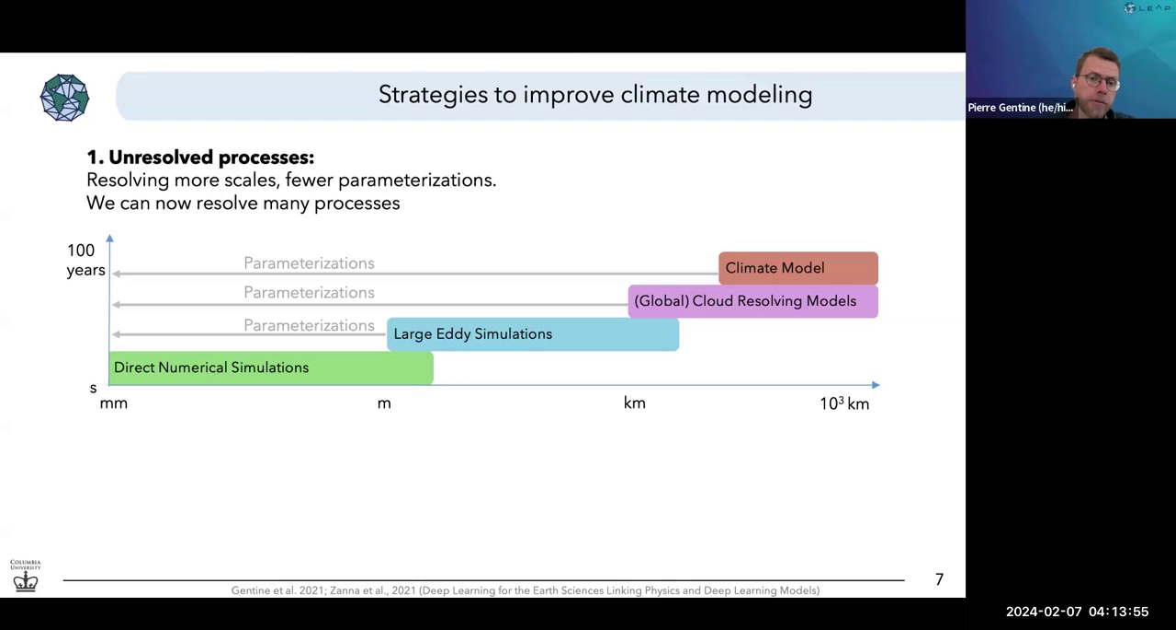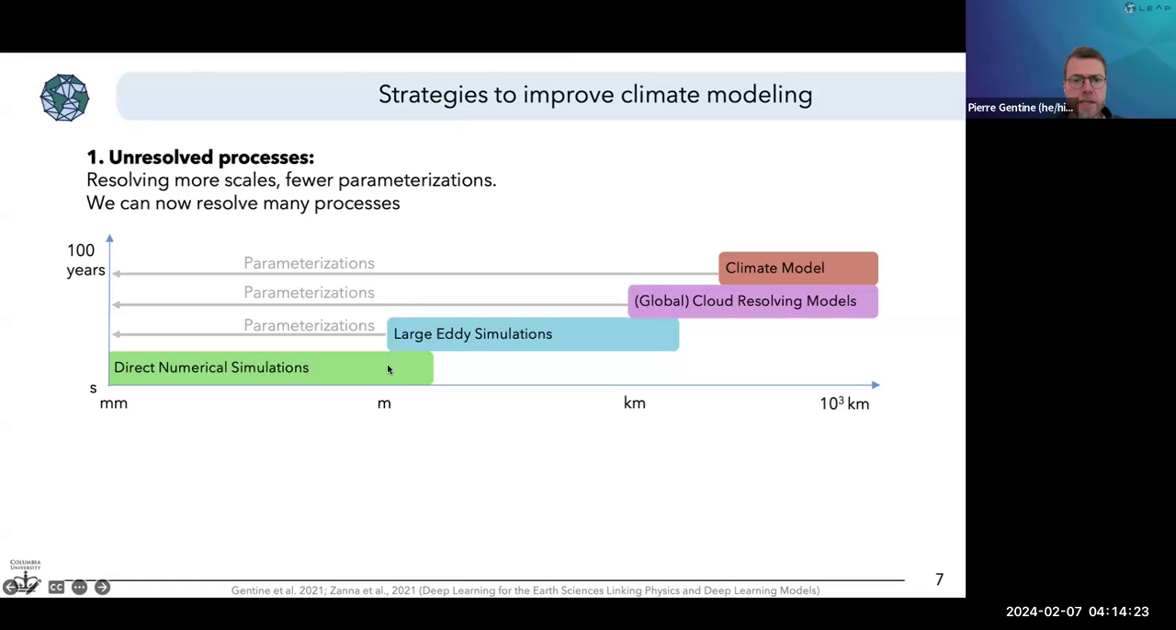And in fact, right now, we can actually run simulations that are resolving pretty much all turbulence, which are called direct numerical simulations, but they can only be run over a very small box, right? Because they are computationally very expensive. So we cannot really resolve very, very large eddies, just small ones. But we can go slightly up in scale to what we call large eddy simulation. And in those simulations, we can resolve much larger eddies and shallow clouds.